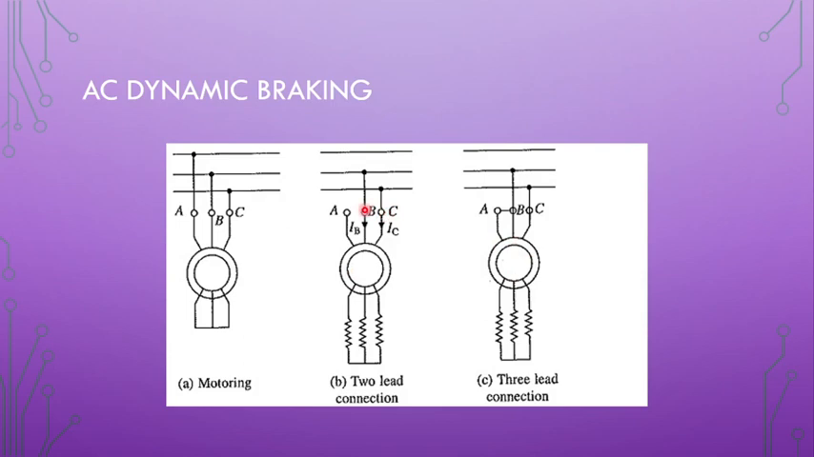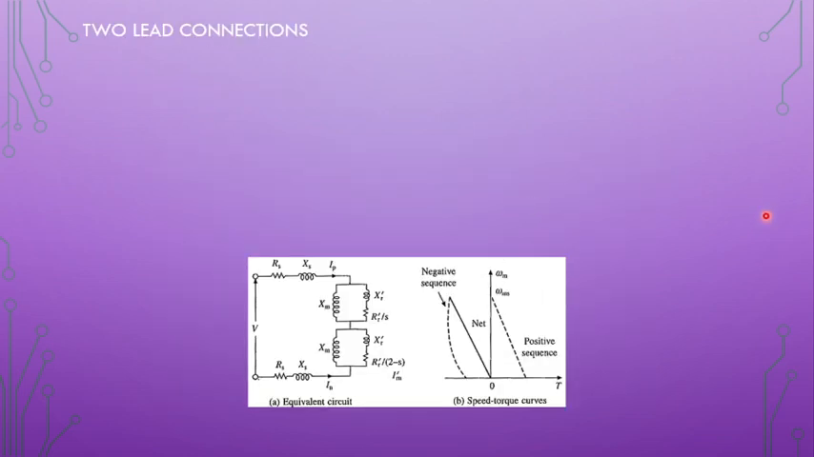In the three-lead connection, instead of leaving one of the terminals of the supply open, that particular terminal we are disconnecting from the supply and connecting it here, such that we provide an alternate path for the current to flow, so that the windings will not get overheated. So this is called a three-lead connection.